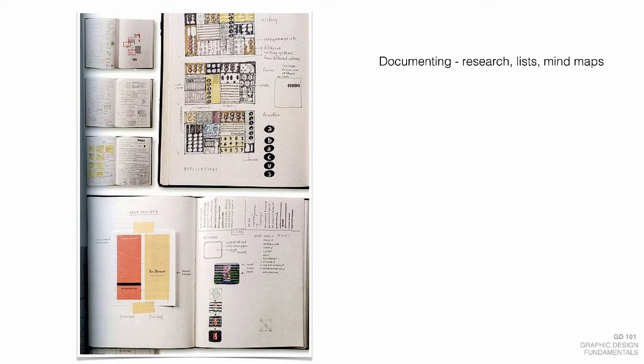The very first thing that I would suggest you do with your sketchbook is something I just call documenting. And this is really simple stuff, the research that you do, or the lists that you make, or even mind maps. Mind maps are something we'll talk about later in this course. But so much of what graphic designers do happens here at this stage, where we accumulate and analyze all the different components that go into our work.